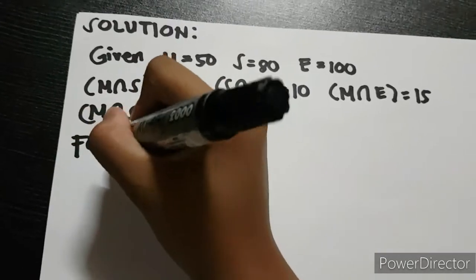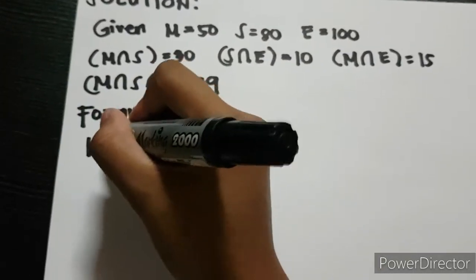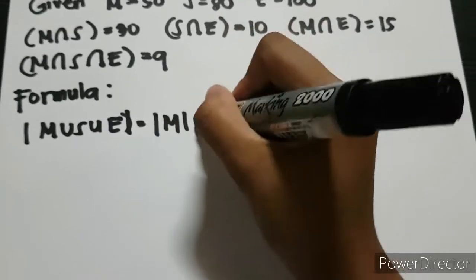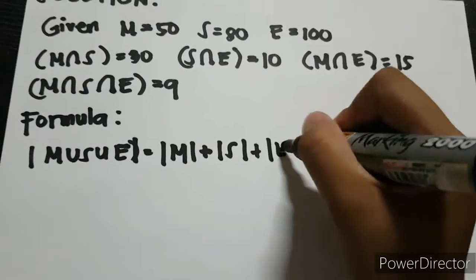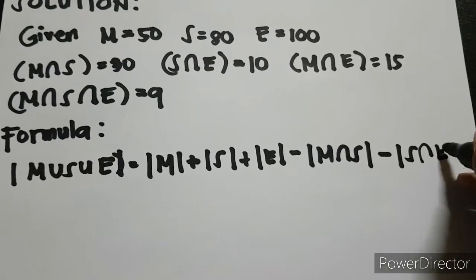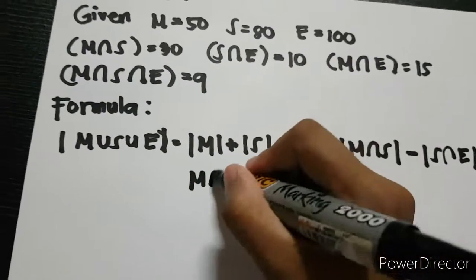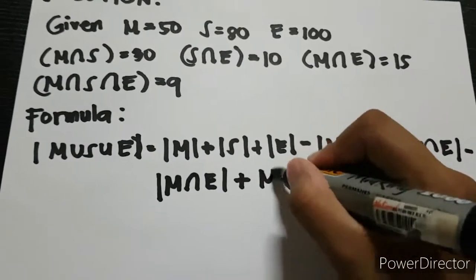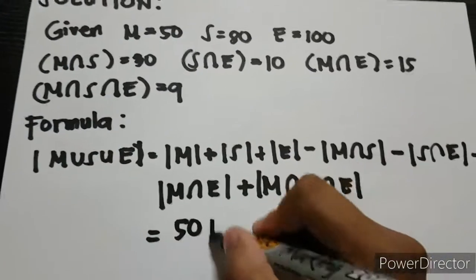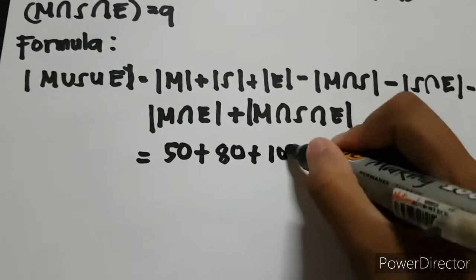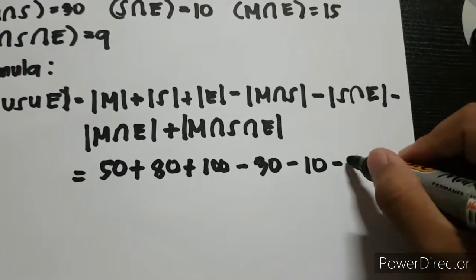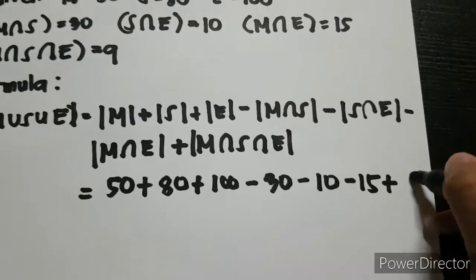So the formula is M union S union E equals M plus S plus E minus M intersection S minus S intersection E minus M intersection E plus M intersection S intersection E, which equals M is 50 plus S is 80 plus E is 100 minus M intersection S is 30 minus S intersection E is 10 minus M intersection E is 15 plus M intersection S intersection E is 9.